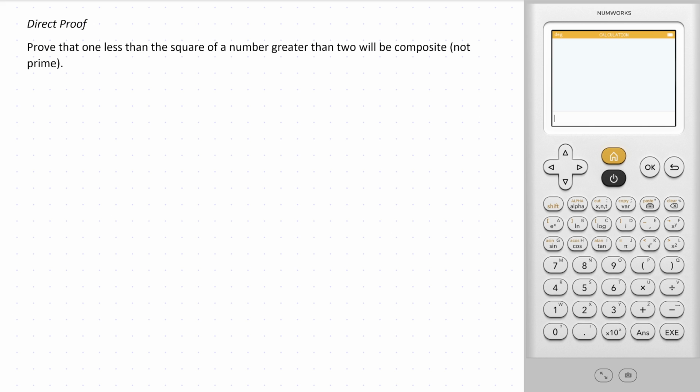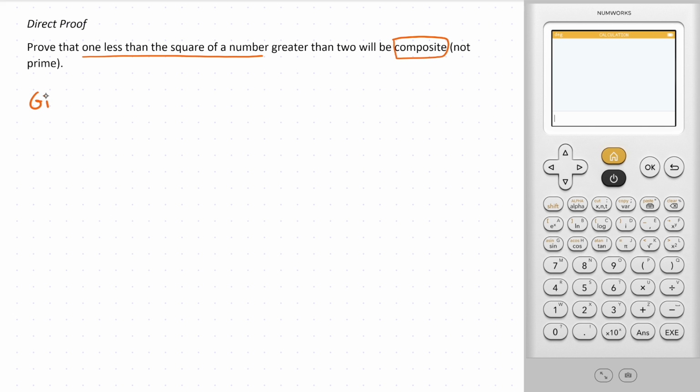It says prove that 1 less than the square of a number greater than 2 will be composite. In other words, not prime. So let's do it first taking an algebraic approach.